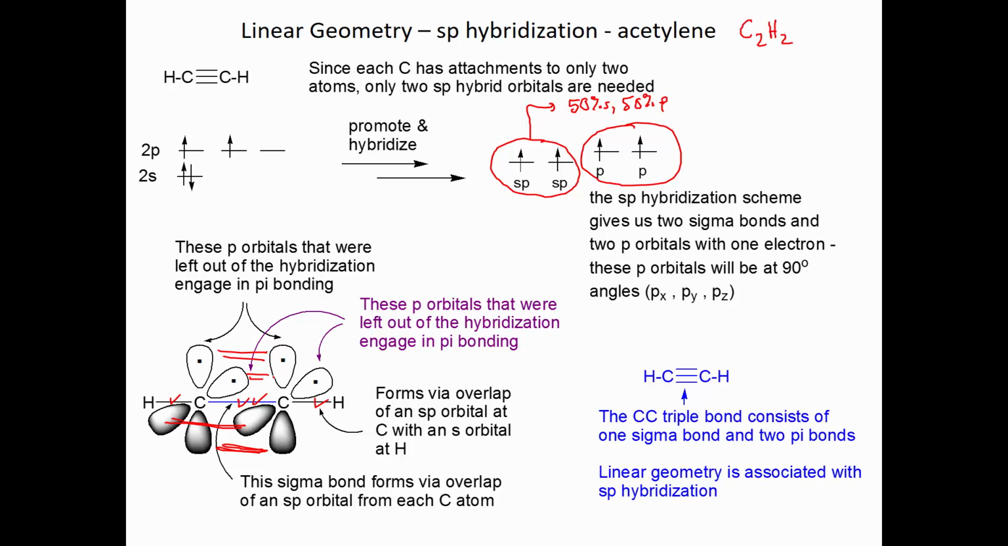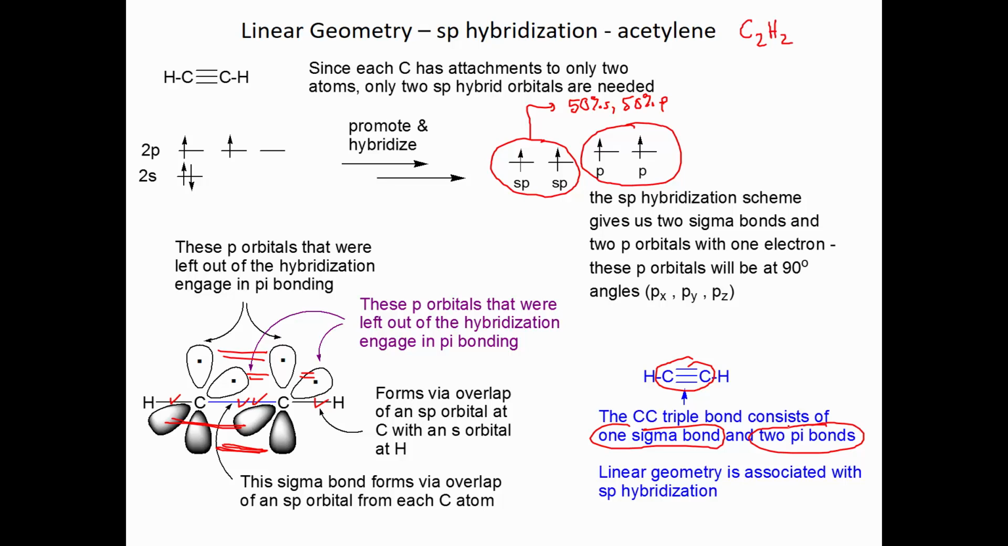All right, this one's going to go behind that one, but each of these pi bonds results from a pi overlap on each side of the p orbitals. Okay? So this forms via overlap of an sp orbital carbon with an s orbital hydrogen for the CH bond, and the sigma bond forms via overlap of 2 sp orbitals from each of the carbon atoms. All right, so the triple bond, what does it consist of? It consists of 1 sigma bond and 2 pi bonds.